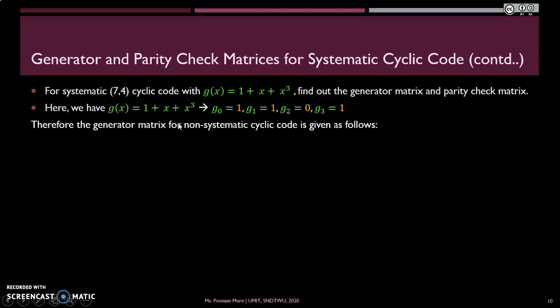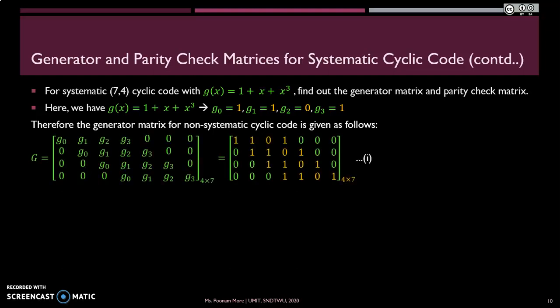The coefficient of x square is equal to 0, that is G2 is equal to 0, as the term x square is not available in this polynomial form, and the coefficient of the term x cube is equal to 1, therefore the value of G3 is equal to 1. So first we will write the non-systematic form of the generator matrix by using this formula, and hence this is our respective non-systematic cyclic code generator matrix.